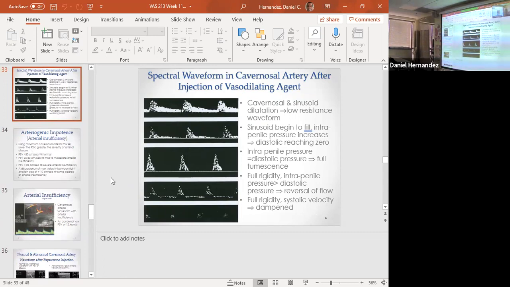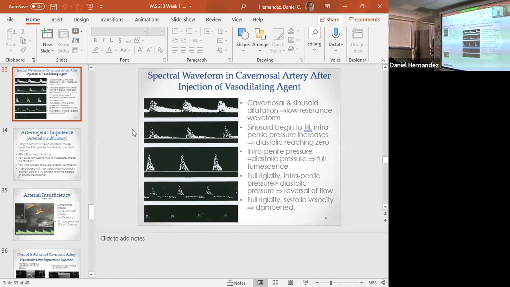So just to recap, 30 centimeters per second is going to be our magic number for peak systolic velocity. Initially, right after injection, we should see low resistant flow, which slowly transitions to high resistant flow. So this is going to be our normal response. As the penis becomes engorged, pressures start going up. As those sinusoids fill with blood, we actually wind up at the point where we can get some flow reversal. So this is a normal response.